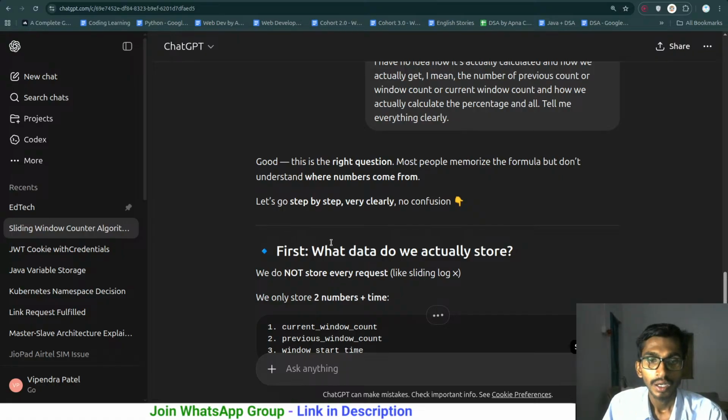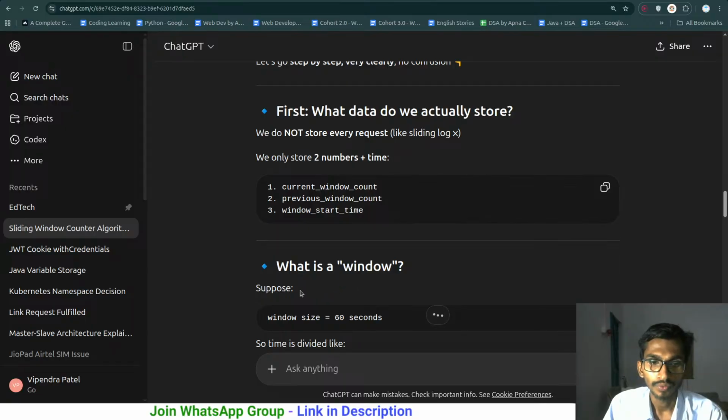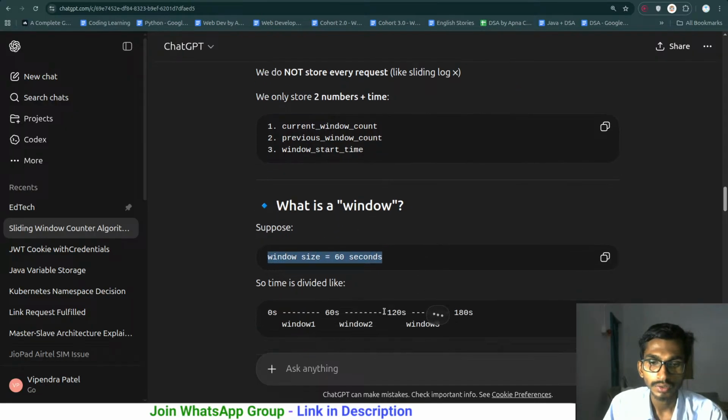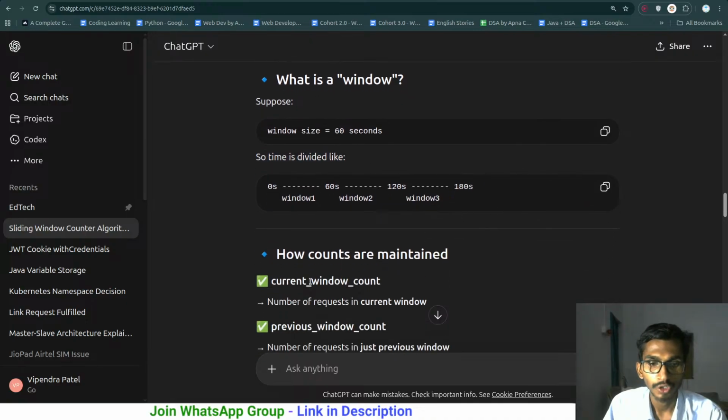quickly. So what data do we actually store? We do not store every request like sliding log. We only store two numbers plus time: current window count, previous window count, and window start time. What does this mean? Suppose the window size is 60 seconds. So time is divided like this: 0 to 60 seconds window 1, 60 to 120 window 2, and so on. So these are the windows.